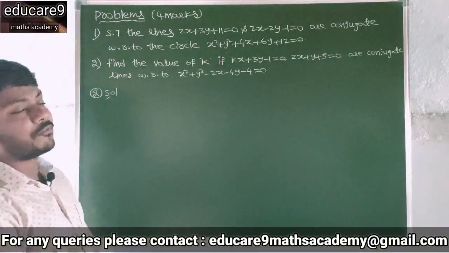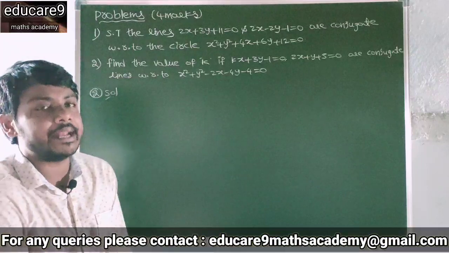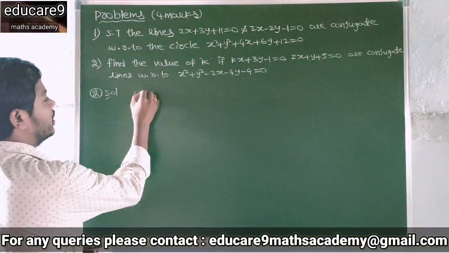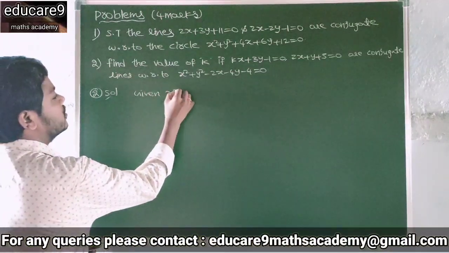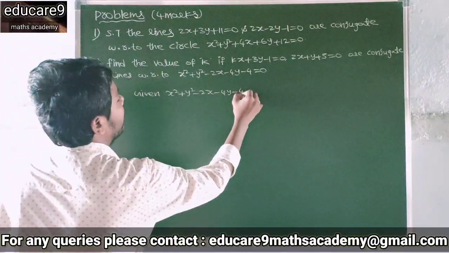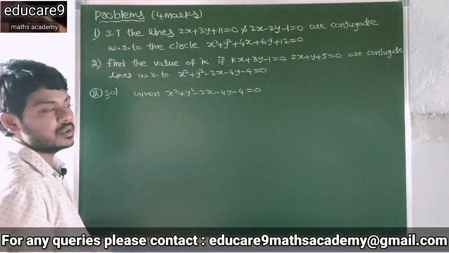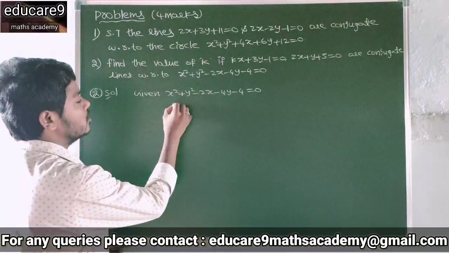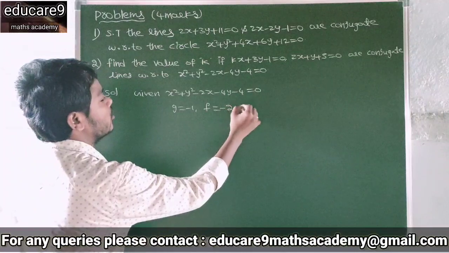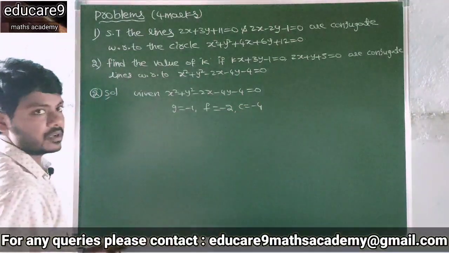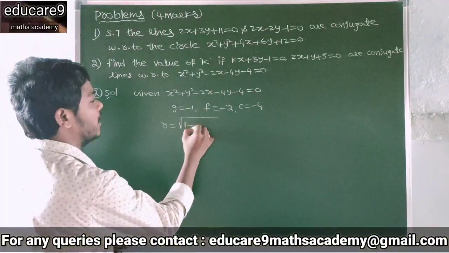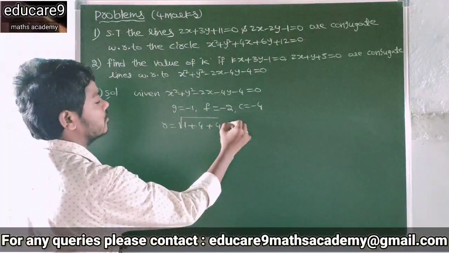So see the second problem. Find the value of k if the lines are conjugate with respect to the circle. So here the given circle is x square plus y square minus 2x minus 4y minus 4 is equal to 0. So here 2g is equal to minus 2, g is equal to minus 1, and clearly f is equal to minus 2, c is equal to minus 4. And what is the radius of the circle? It is square root of 1 plus 4 plus 4, that is 3.